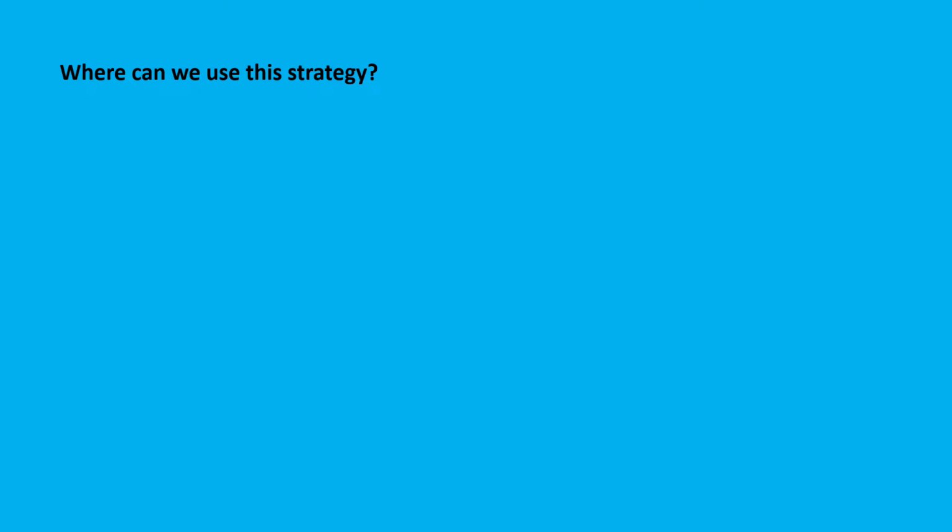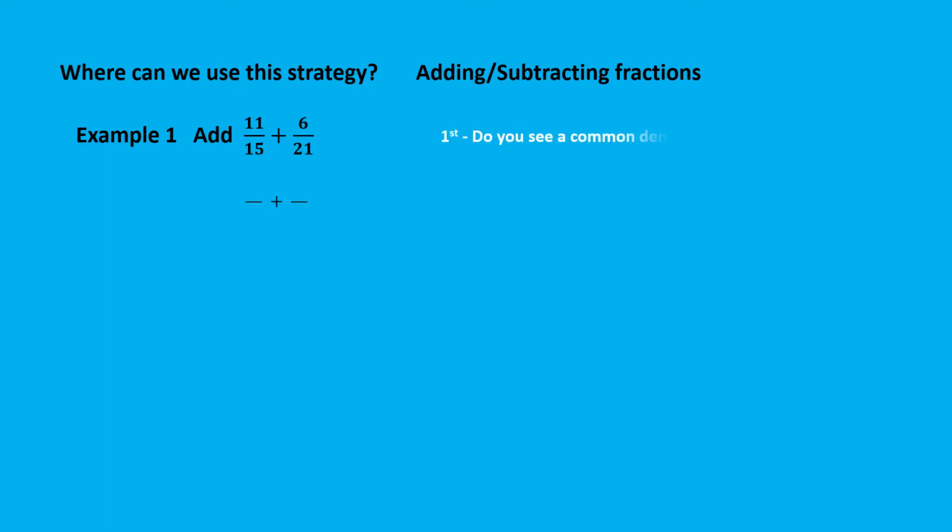Where can we use this strategy? Adding, subtracting fractions. Example. Add 11 15ths plus 6 21st. Remember these fractions where it was tough to find the common denominator? Well, let's see. You see the common denominator for these. Where would you begin?